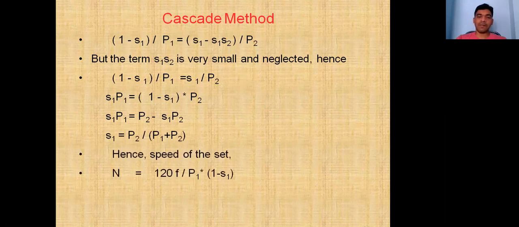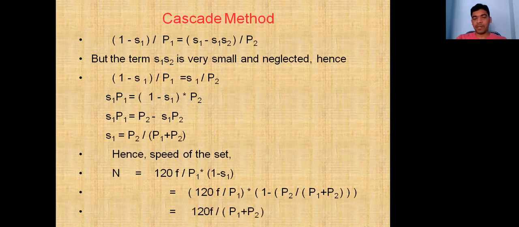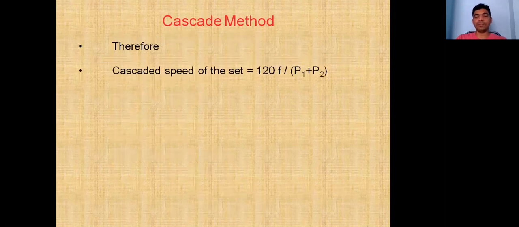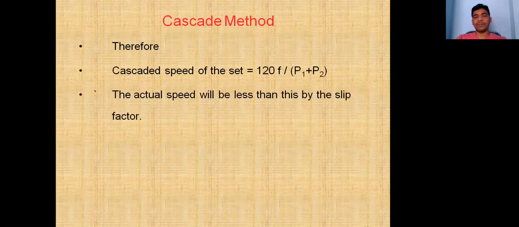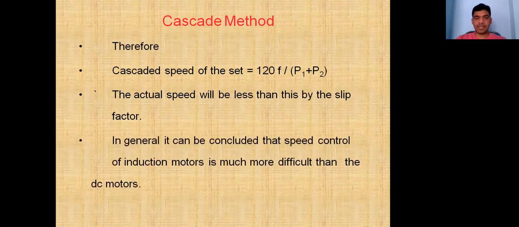Hence, speed of the set N is equal to 120 F by P1 into 1 minus S1, which is 120 F by P1 into 1 minus P2 by P1 plus P2, which is equal to 120 F by P1 plus P2. Then the cascaded speed of the set is 120 F by P1 plus P2. Actual speed will be less than this by the slip factor.